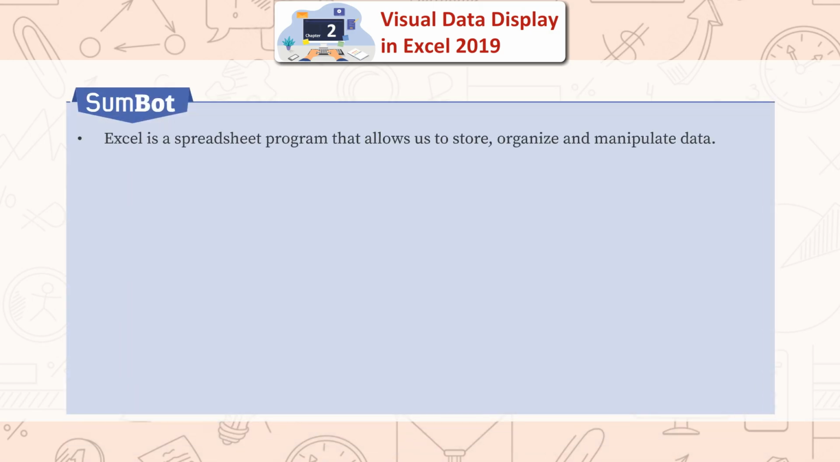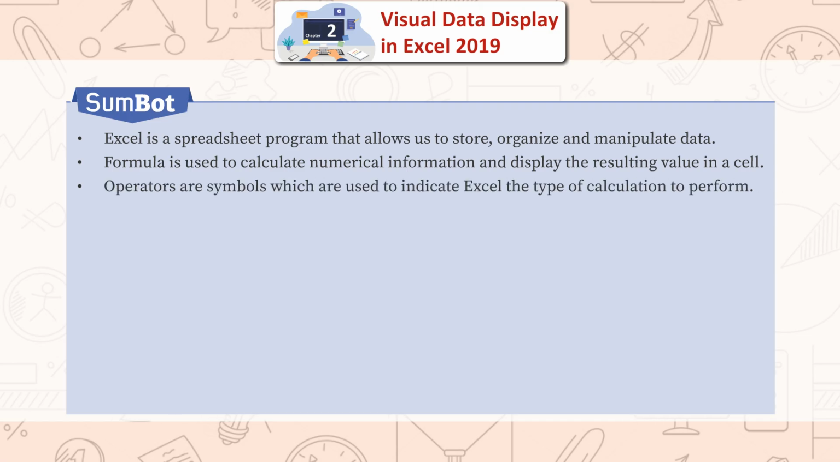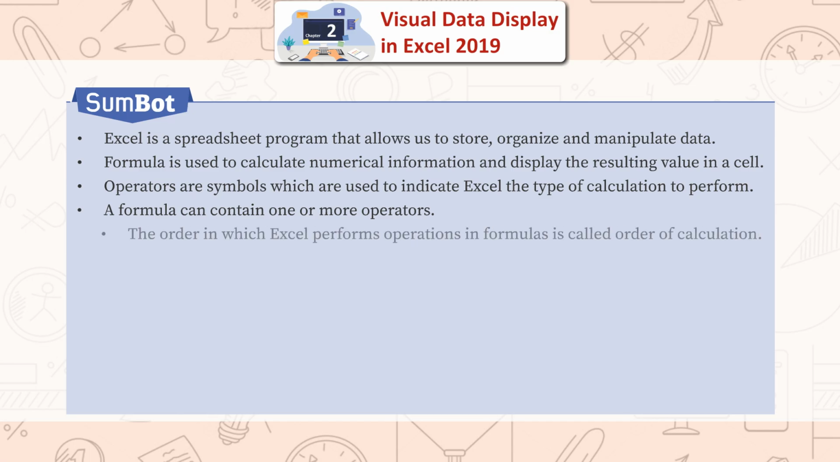SumBot. Excel is a spreadsheet program that allows us to store, organize, and manipulate data. Formula is used to calculate numerical information and display the resulting value in a cell. Operators are symbols which are used to indicate to Excel the type of calculation to perform. A formula can contain one or more operators.